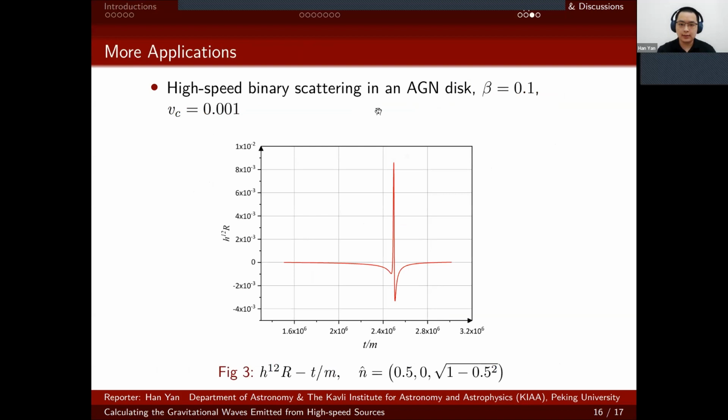Next, we also consider a rather different case in which a binary is scattering with each other with a high center of mass velocity, possibly happening in an AGN disk. A certain component of the GW tensor is plotted in this figure with time.